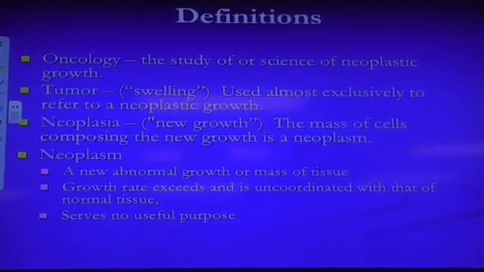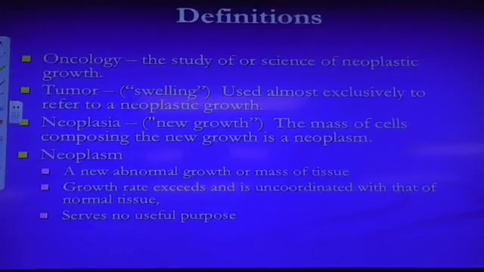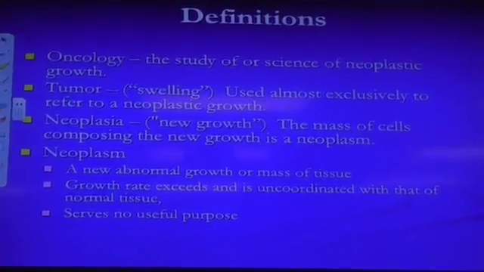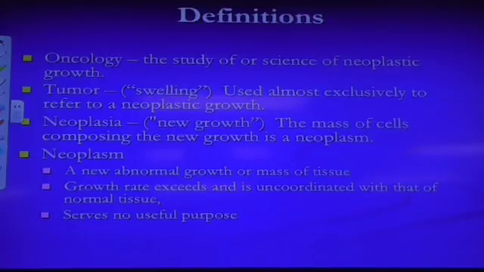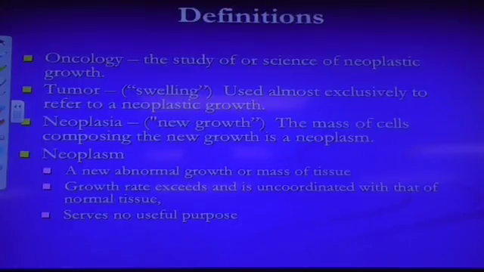Tumor technically means swelling. So anything really that's swelling is called a tumor, but it's mostly used only to refer to neoplasms. Okay. Neoplasia is the mass of cells that compose the neoplasm. Kind of common sense stuff. Neo means new, plasia means growth.